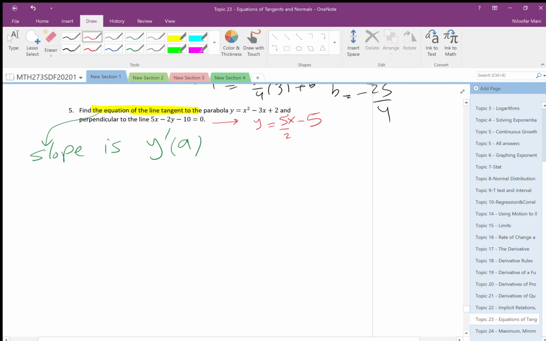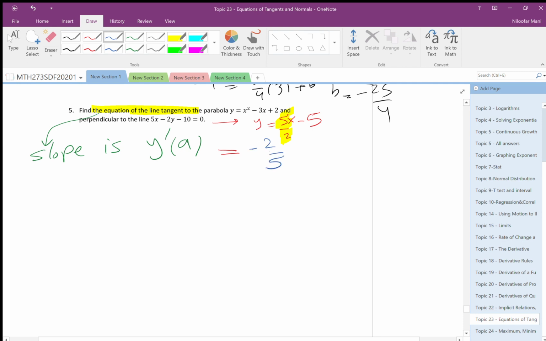Am I right? So yes, it's 5 over 2 x minus 5. Okay, so this is the slope of the line that you have, but it says perpendicular to this, which means you have to use the negative reciprocal. So look at this one, you have to do the negative reciprocal of this, which is minus 2 over 5.